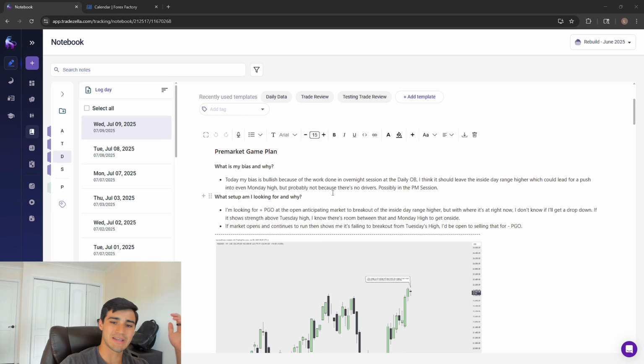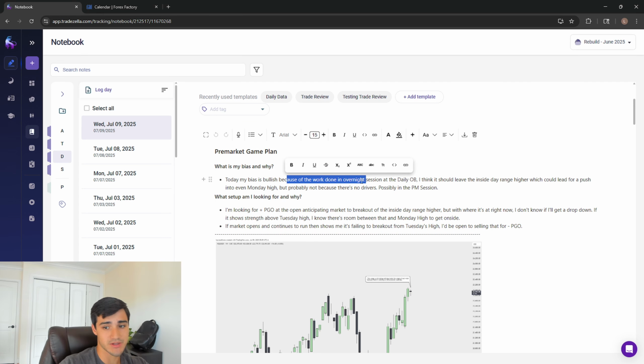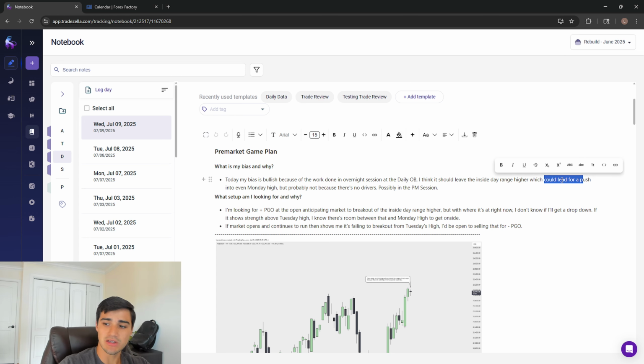All right, in the daily notebook, here's what I was looking for before the market opened today. So what was my bias and why? Today I was bullish because of the work done in the overnight session at the daily order block. I think it should leave the inside day range higher, which could lead to a push into even Monday high, but probably not because there's no drivers, possibly in the PM session.